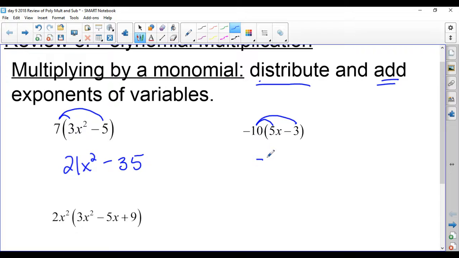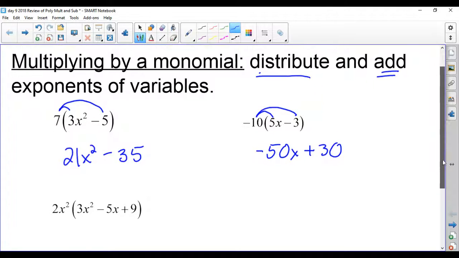Be careful when you distribute a negative. Negative times positive is negative 50x. And then negative 10 times minus 3 becomes plus 30. Just be careful with the signs. Remember, the negative will switch all the signs.